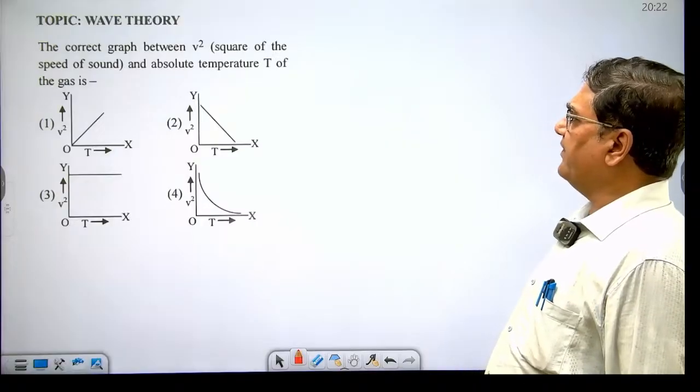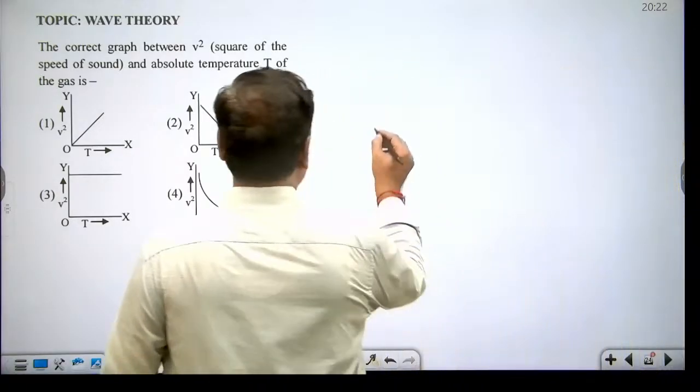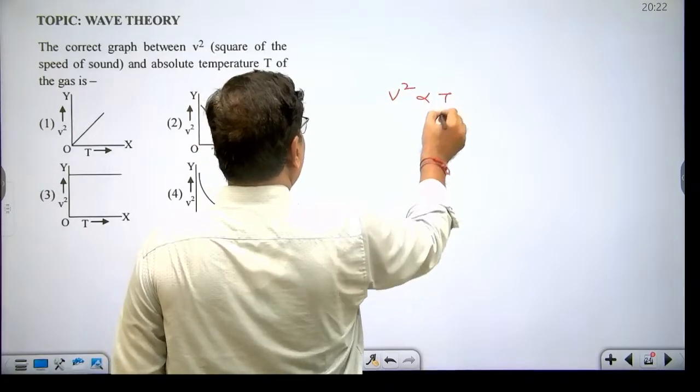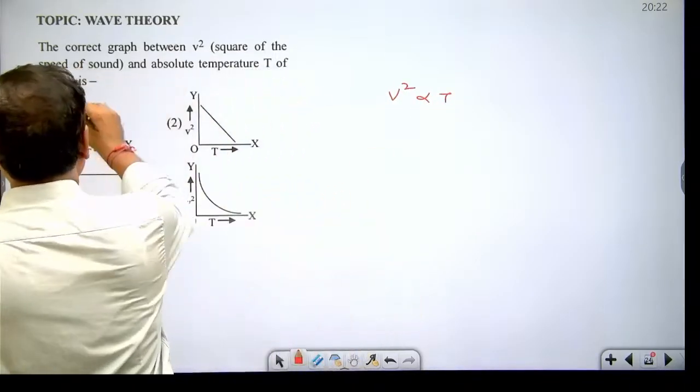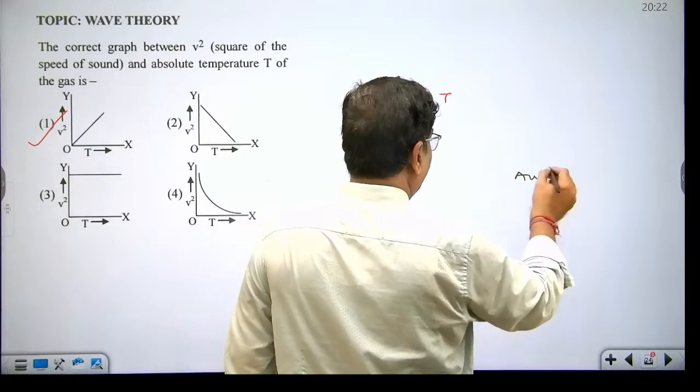The correct graph between V square, the speed of sound, and absolute temperature T of the gas. V square is proportional to T, so the graph will be a straight line. Out of 4 choices, the correct answer is option 1.